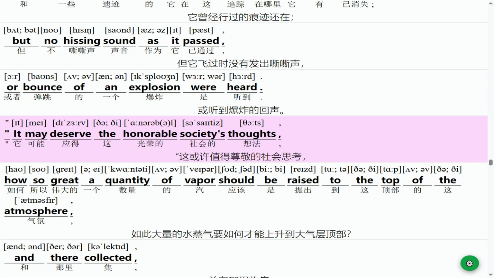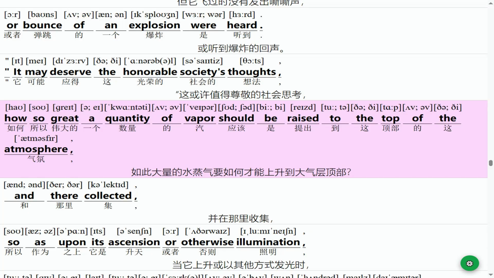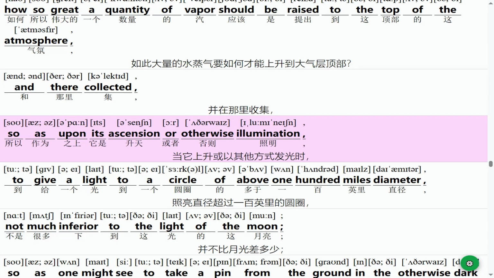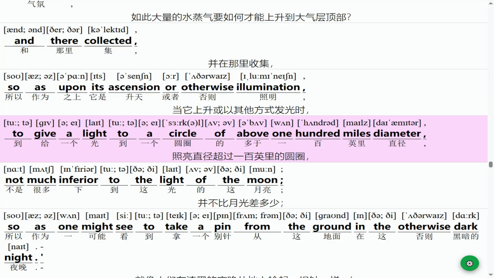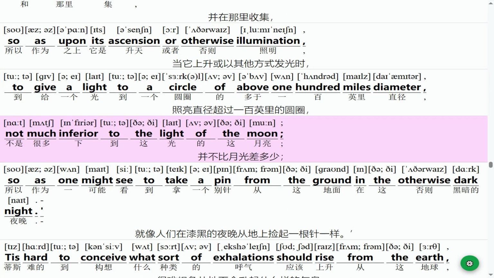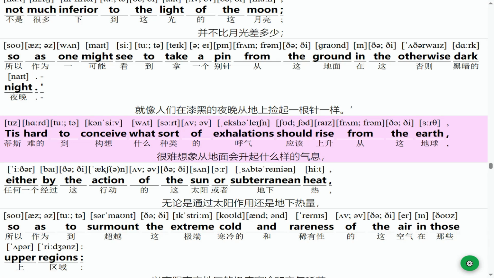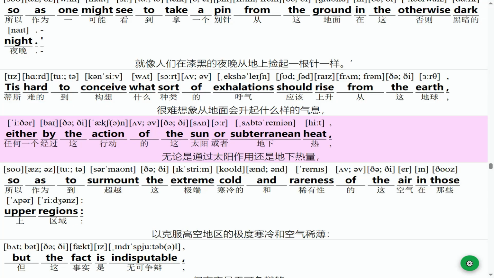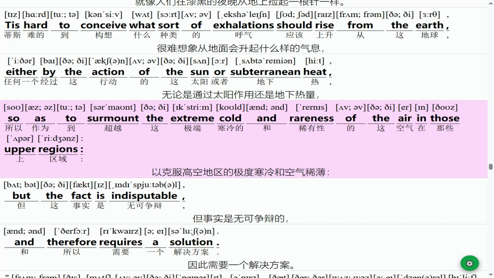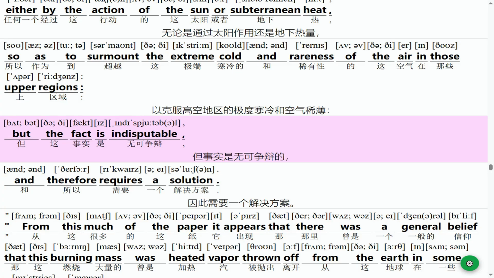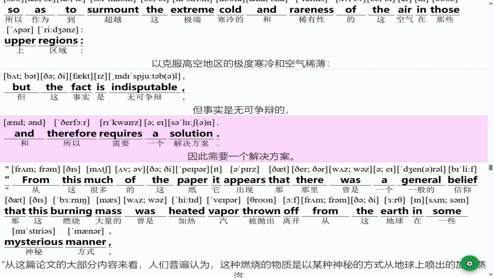It may deserve the Honorable Society's thoughts, how so great a quantity of vapor should be raised to the top of the atmosphere, and there collected, so as upon its ascension or otherwise illumination, to give a light to a circle of above 100 miles diameter, not much inferior to the light of the moon, so as one might see to take a pin from the ground in the otherwise dark night. 'Tis hard to conceive what sort of exhalations should rise from the earth, either by the action of the sun or subterranean heat, so as to surmount the extreme cold and rareness of the air in those upper regions. But the fact is indisputable, and therefore requires a solution.